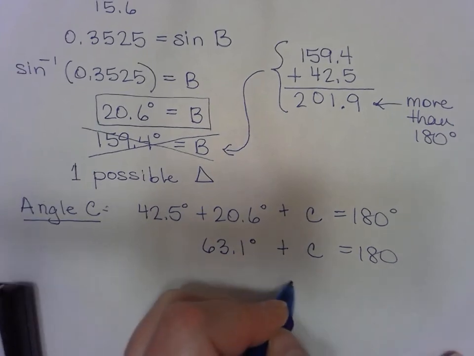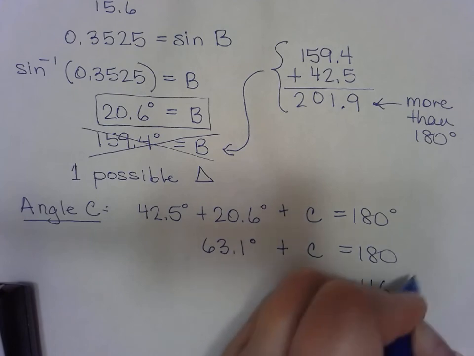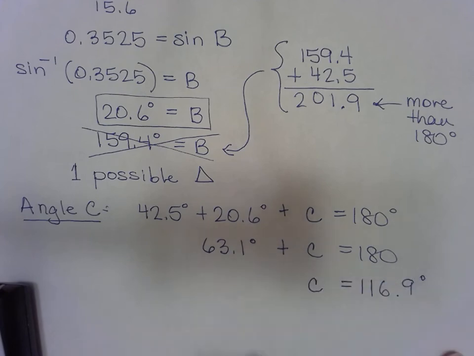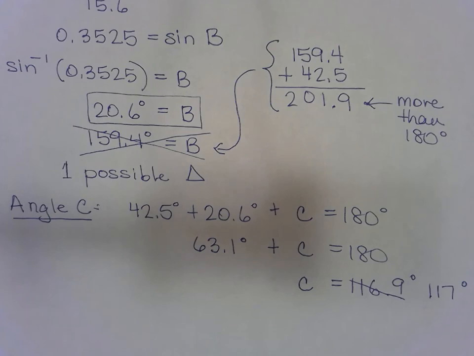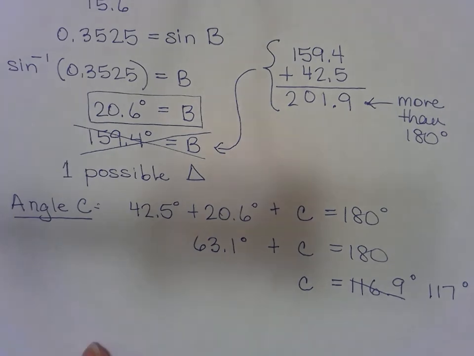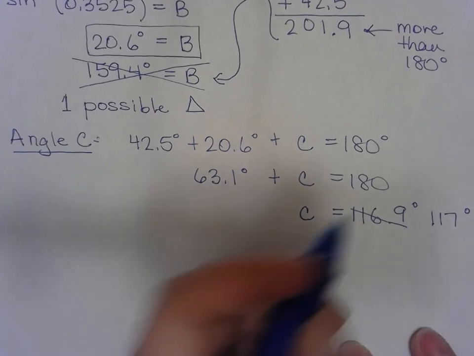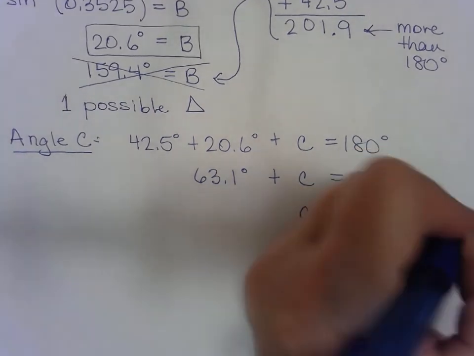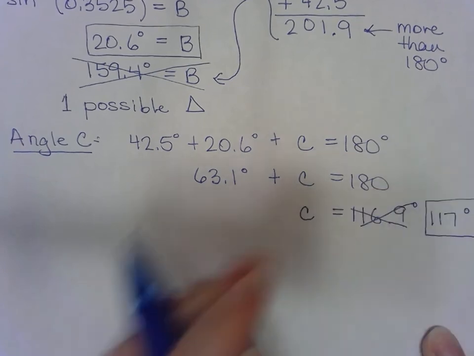So we're going to get 116.9 degrees. Okay, which really we're using 3 digits, so we should actually write it as 117 to do our 3 significant figures. Okay, so that gives us angle C. Sorry, I should have written this nicer.